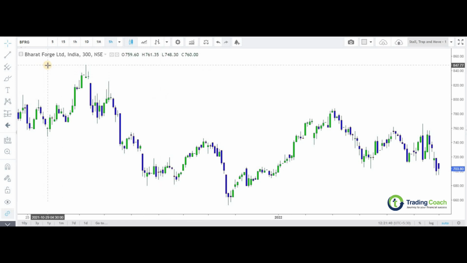So let us start our approach just by looking at this particular chart. So what I have here is Bharat Forge Limited, and this is a 5-hour time frame. So if you look at the price action on this particular chart, you can see the price action on the right side exactly over here. So here we can see a kind of a stall, trap and move. All right. So in case you are a little curious, I'll just explain what is actually happening here.